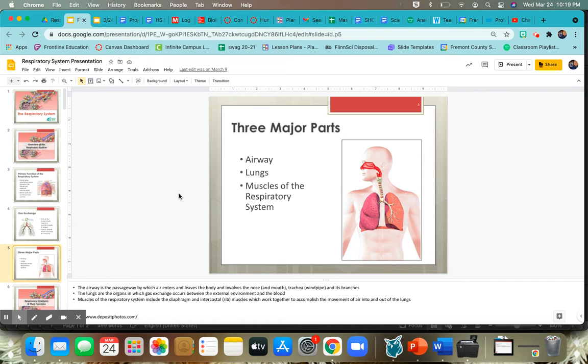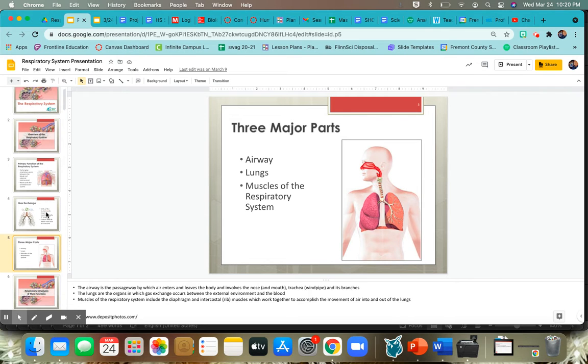Okay. The lungs, obviously, are the main organs where the gas exchange actually occurs between the blood and the outside world. And then the muscles that help you breathe include your diaphragm and your rib muscles, which push air into and out of your lungs. They're the things that help your lungs operate. They couldn't move that air throughout your body if it weren't for your diaphragm and your rib muscles. Okay.